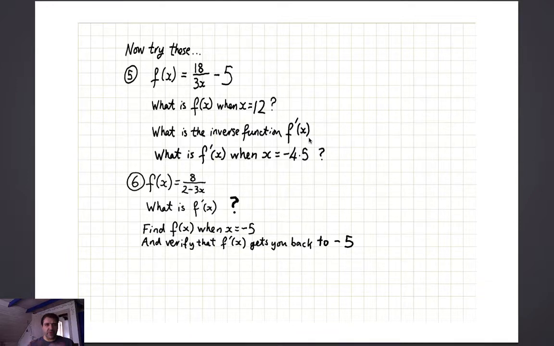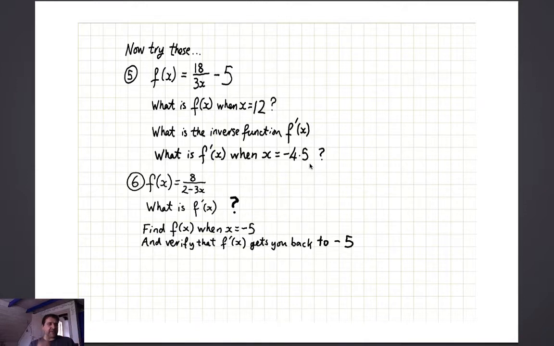So here are some super challenging ones, because they've got the x's in funny places and there's lots of steps to it, and parts of those steps involve self-inverse things. So question 5, if the function of x, f of x, is 18 over 3x minus 5, what is that when x is 12? What would the inverse function be? So you're going to have to break that down with flowcharts. And then you're going to try the inverse function when x equals minus 4.5.